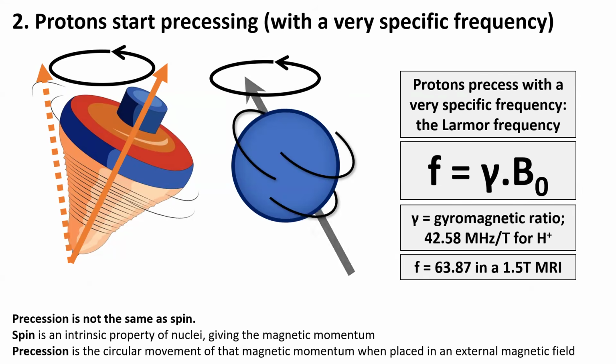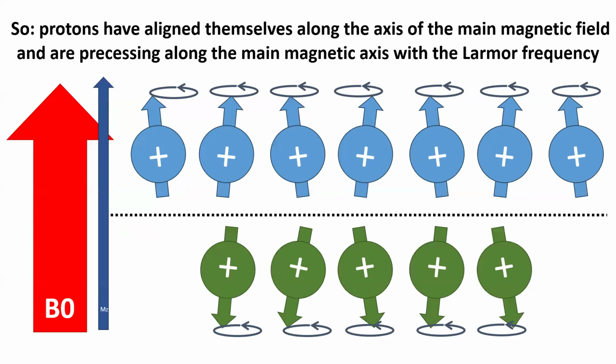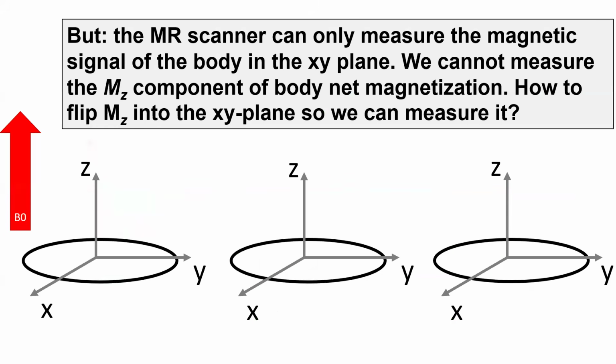So this is for a 1.5 MRI. If you want to know what it's going to be in a 3 Tesla machine, just multiply 42.58 with 3, and that will be about 129. If I'm not mistaken. If I'm mistaken, let me know in the comment section. So, final result, protons have aligned themselves along the axis of the main magnetic field, and they are also precessing along the main magnetic axis with a specific frequency called the Larmor frequency. Okay, on to the next step.